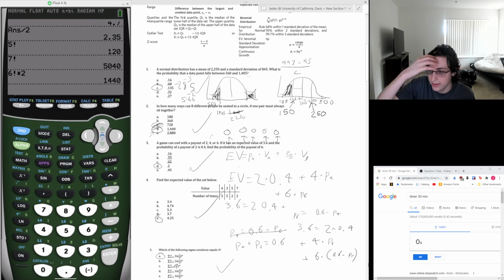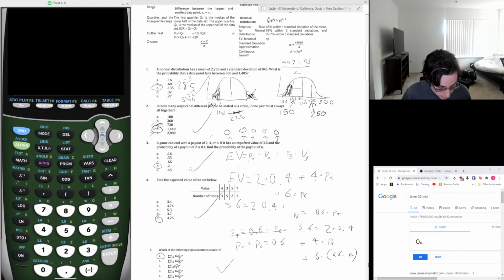Now I know you're wondering, how do I solve this in time? What I actually did when I was taking this test is I did no algebra here. I used something called a numeric solver.